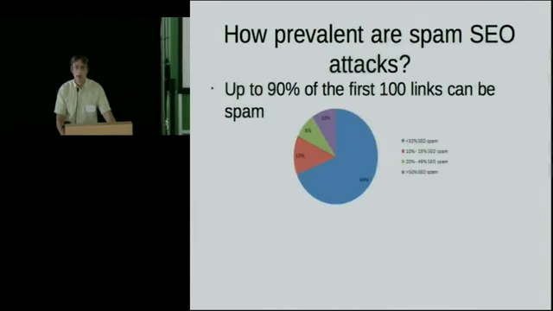And this is a breakdown of all the popular searches that have at least one malicious link. And you can see here that 10% of the infected search results had more than 50% malicious spam links. So more than 50 spam links in the first 100 results.